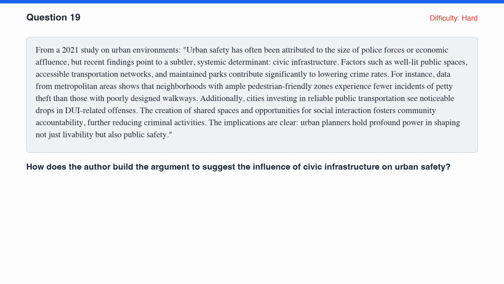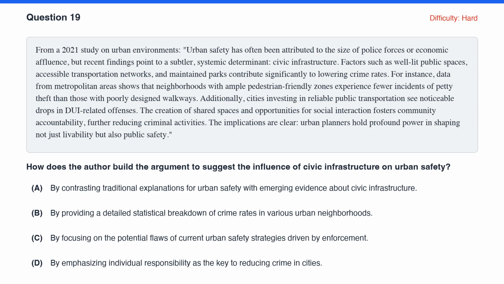Question 19 of 25. Staying in hard territory. This passage is titled The Impact of City Planning on Public Safety. The question asks how the author constructs the argument that civic infrastructure shapes urban safety. We need to identify the rhetorical strategy used across the passage, not just a single detail it mentions.